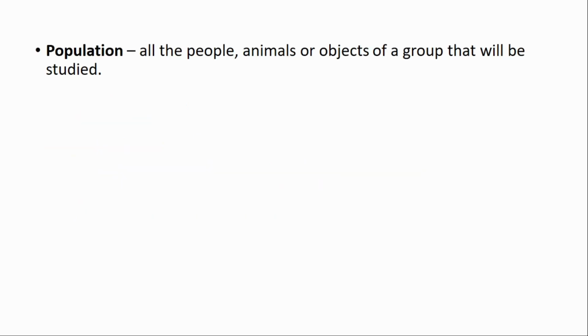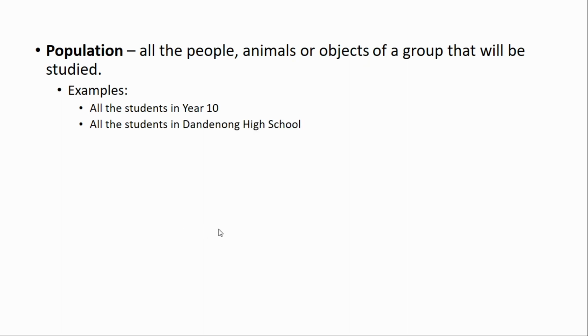Alright, so let's start off with what a population is. So the population is all the people, animals, or objects within a group that will be studied. And some examples might be all the students in Year 10, maybe even all the students in Dandenong High School, or you could have a question that asks about all the kangaroos in a park. But populations are less often used in stats because it's usually hard to ask absolutely everyone.